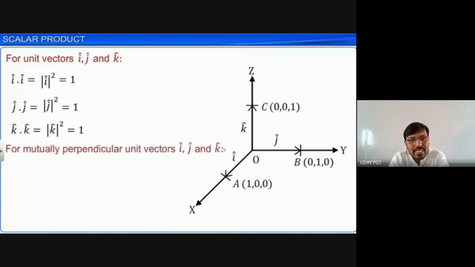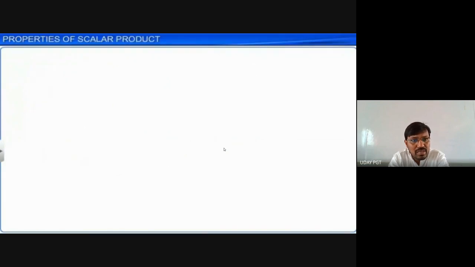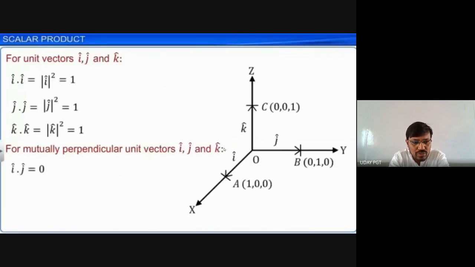So here i dot i is equal to 1, j dot j is equal to 1, k dot k is equal to 1. And why is the cap written here? The cap represents that it is a unit vector. So these three are mutually perpendicular unit vectors. When they are mutually perpendicular, their dot products will be equal to 0. So i dot j is equal to 0, j dot k is equal to 0, k dot i is equal to 0.